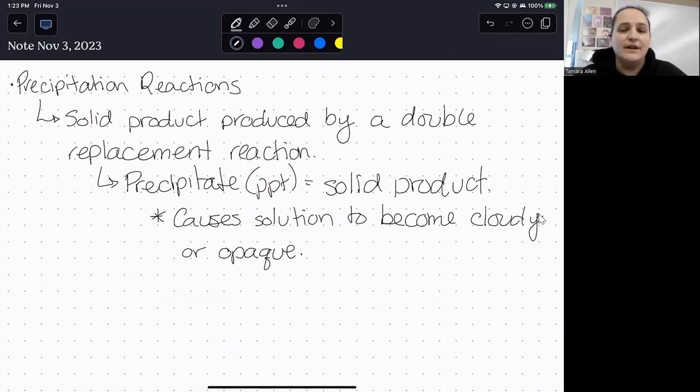And if you let it sit, that solid will eventually settle out to the bottom of your container, and you'll be left with a clear solution and the settled solid on the bottom, which is why we call it precipitation, because it is like falling down to the bottom if you let it settle out for a little bit. So the reason why precipitation reactions occur sometimes is when one of the products of your double replacement is not soluble in water.